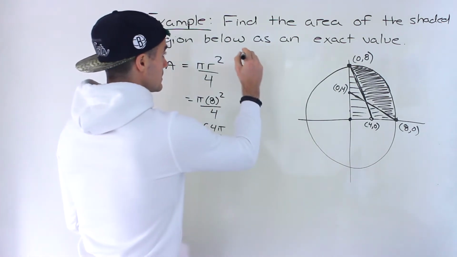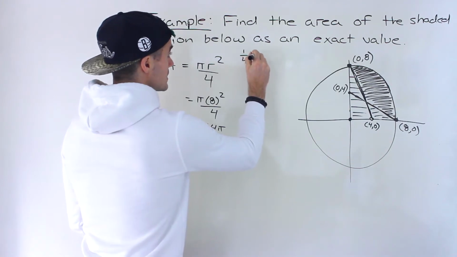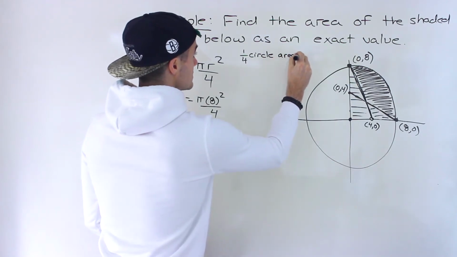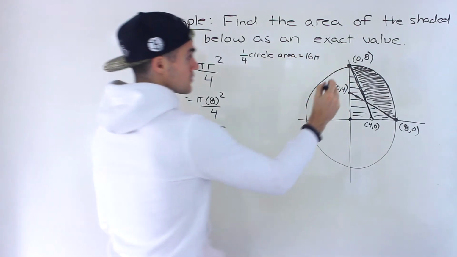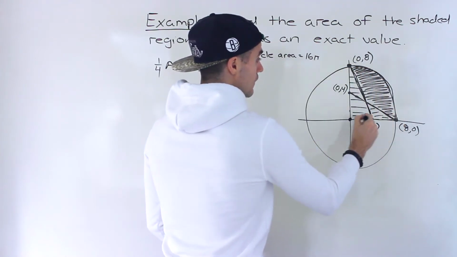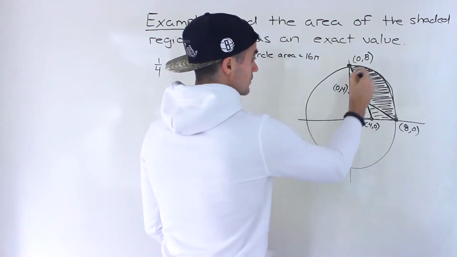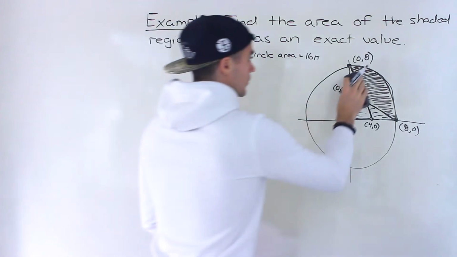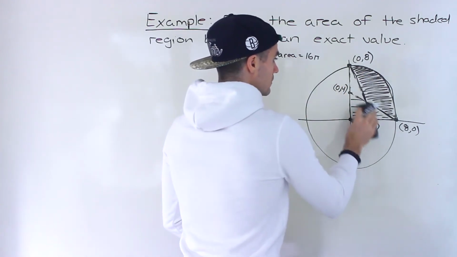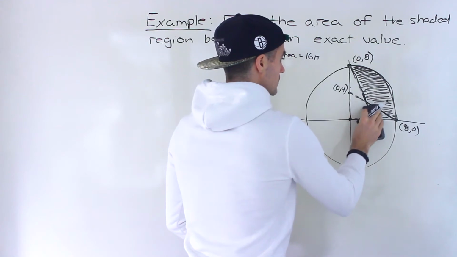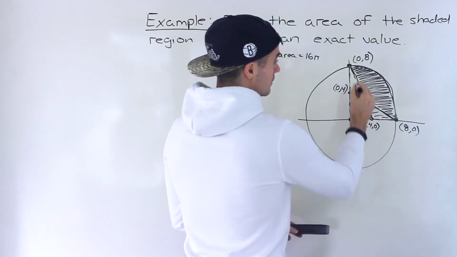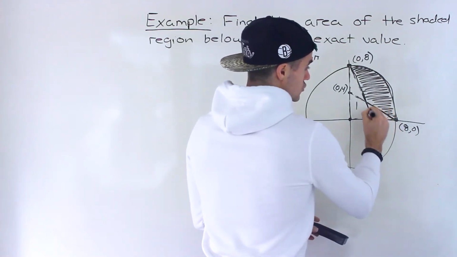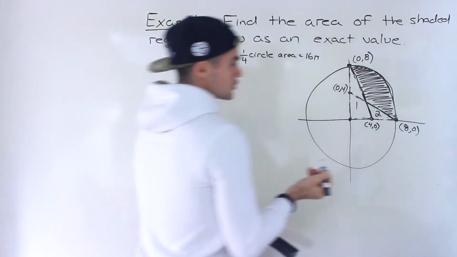Okay, so let's keep track of what we're finding here. So the quarter circle area is equal to 16 pi. So one more time, that's the area of this entire region right there. And then what I'm going to do is I'm going to find the area first of this triangle. So let's label this. So let's say this is like triangle 1, right? And then I'm going to find the area of this triangle over here, which is going to be triangle 2.